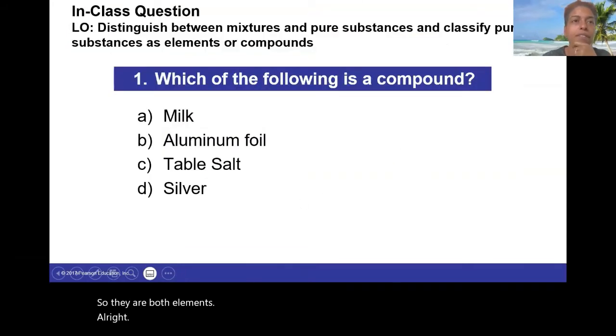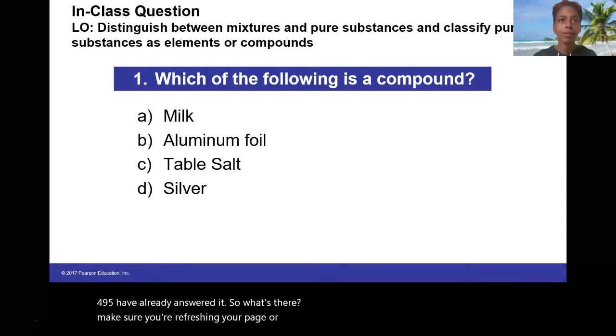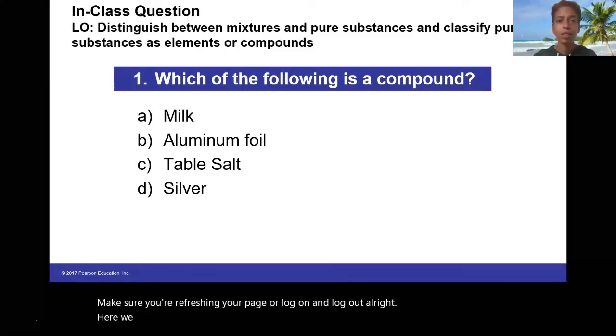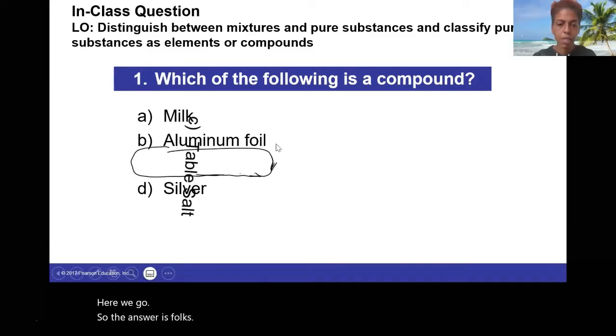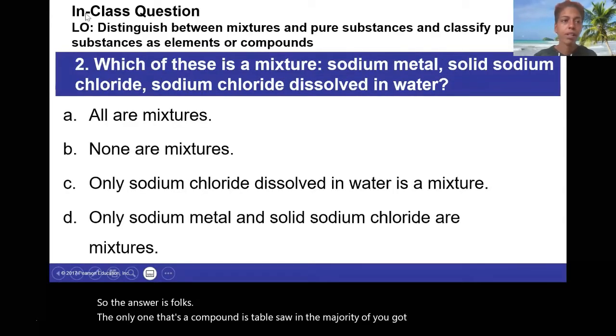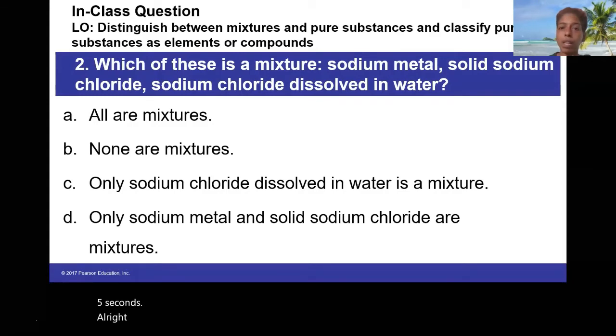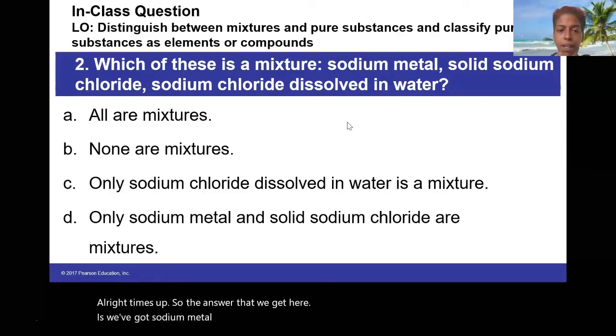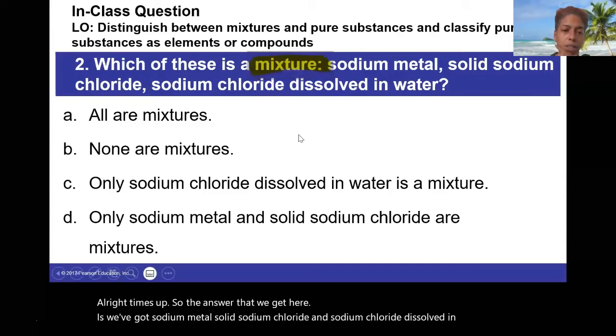All right, so we have our first question, here we go. So the answer is, folks, the only one that's a compound is table salt, and the majority of you got that correct. All right, here's our next question. So the answer that we get here is we've got sodium metal, solid sodium chloride, and sodium chloride dissolved in water. The answer is we're looking for mixtures.